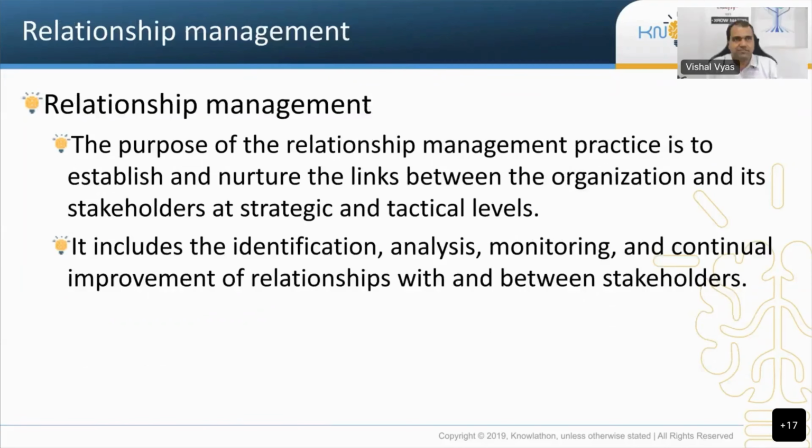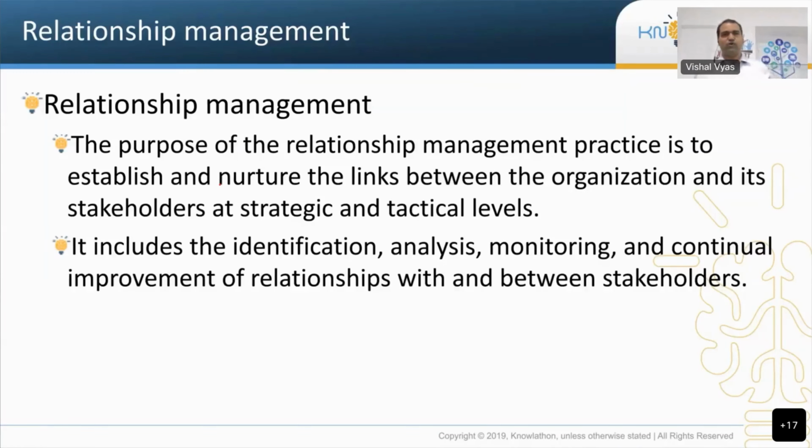Relationship management. The purpose of relationship management is to establish and nurture the links between the organization and its stakeholders at strategic and tactical levels. We earlier used to call it BRM, business relationship management. It includes identification, analysis, monitoring, and continual improvement of relationships with and between stakeholders.